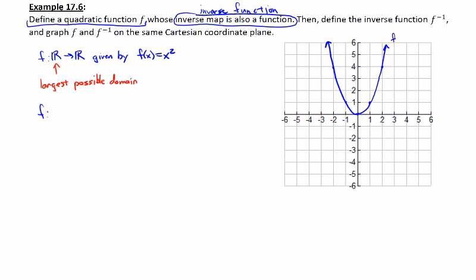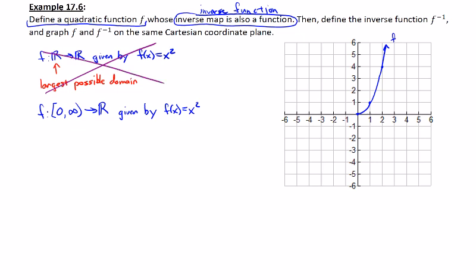So let's say f is only going to have a domain of 0 to infinity. So let's redefine it this way. And then that means that whole left side goes away and we're only dealing with the right half of the parabola. It's still the same equation, we just restricted the domain. And now it's a one-to-one function. So I'm going to cross out that first attempt. This is no good simply because we used the largest possible domain and we didn't need a domain that large.